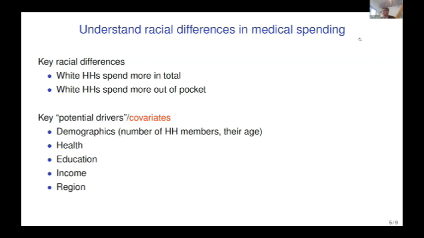Now, in terms of some of the potential drivers that I want you to think about, first of all, demographics. Again, this is household level data. White households tend to have more old individuals within the household. They're also more likely to be married. So almost mechanically, white households should have more medical spending just because of the number of bodies in the household. And we'll also think about other aspects of these households.